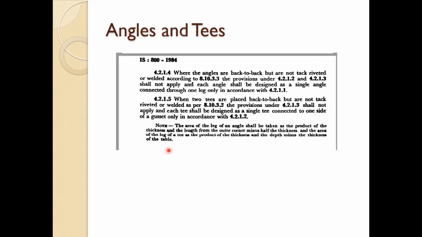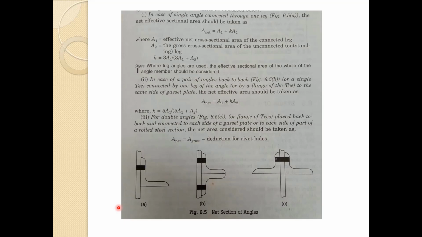One more thing is given in the note, that the area of leg of angle shall be taken as the product of the thickness and the length from the outer corner minus half of the thickness. So while calculating the area of the connected leg, we need to consider this much part only, this entire part we need to consider. So we have to deduct this corner.